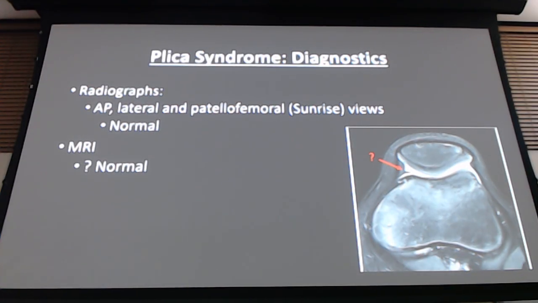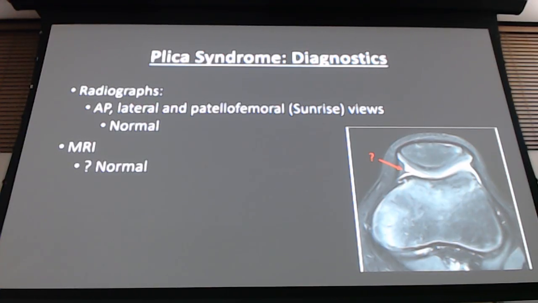No? Okay. Plica syndrome diagnostics. Usually you're going to get x-rays and they're going to be normal. Okay? You'll get that sunrise view. You'll see nothing. Is this soft tissue? 100%. So a lot of times if you treat these patients and you're just questioning, okay, is this a plica? Is it something else? Like what's going on here? You will order an MRI. You see that red arrow with a question mark?